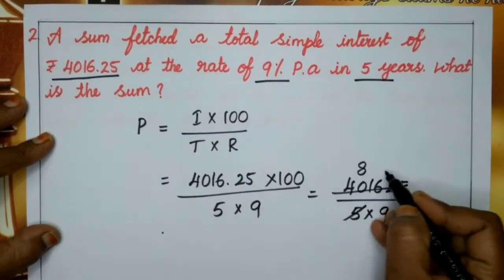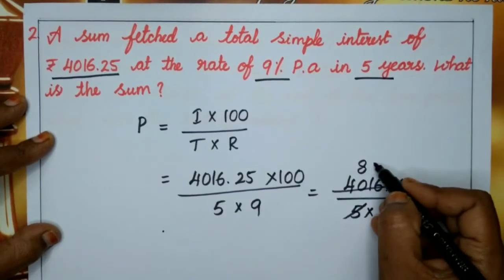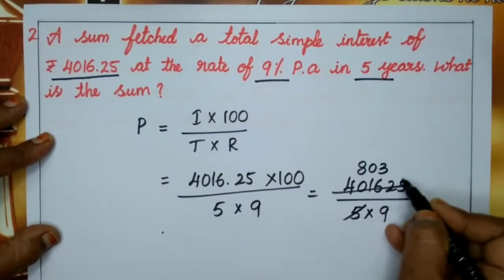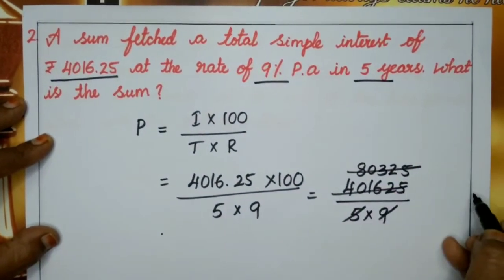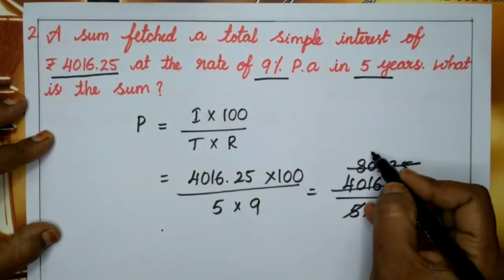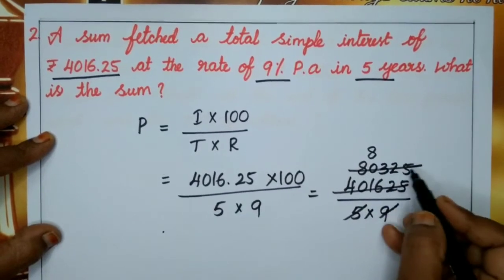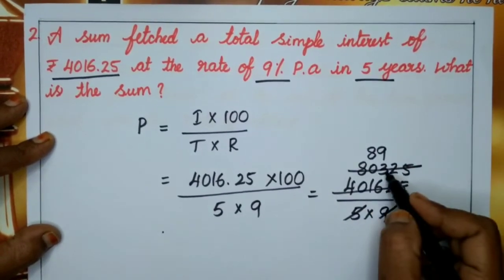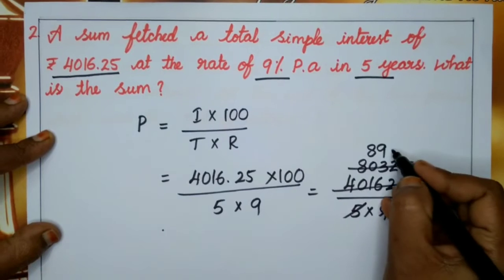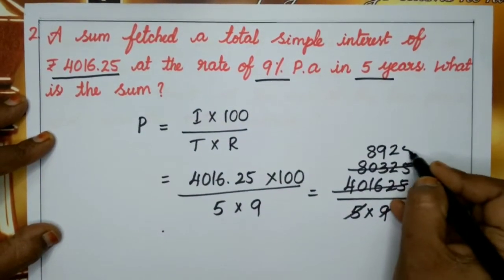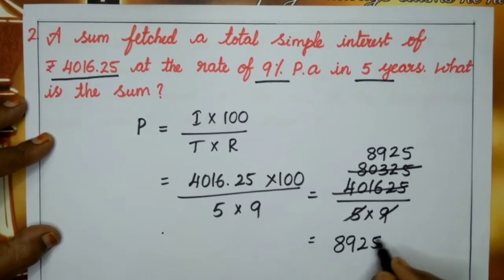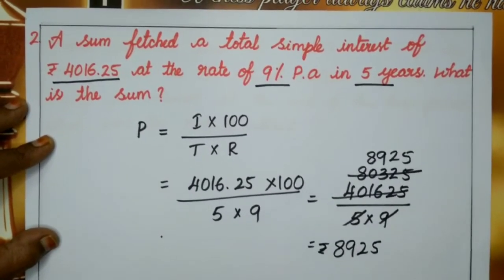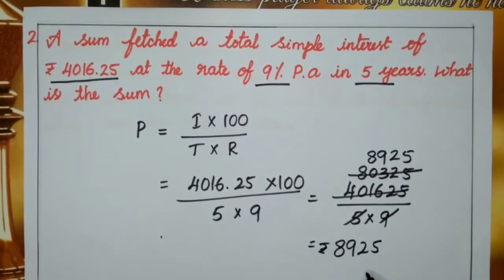5 8s are 40, and 5 0s are 0, and 5 3s are 15, and 12 means 5 2s are 10, 25 means 5 fives. Now 9 table I'll cancel here. 9 8s are 72, and 83 means 9 9s are 81, and 22 means 9 2s are 18, 45, which is 5 fives. So what we got here? 8925. This is the sum. 8925, which is the sum. Next question.